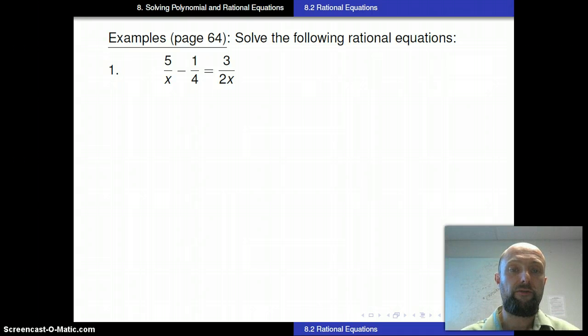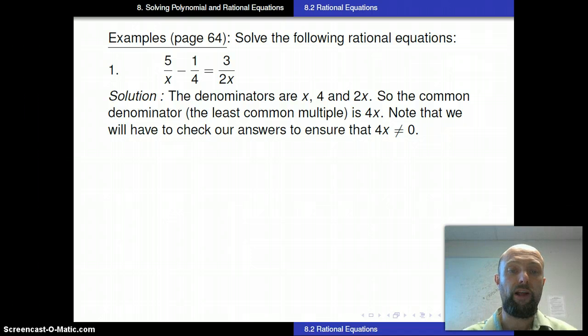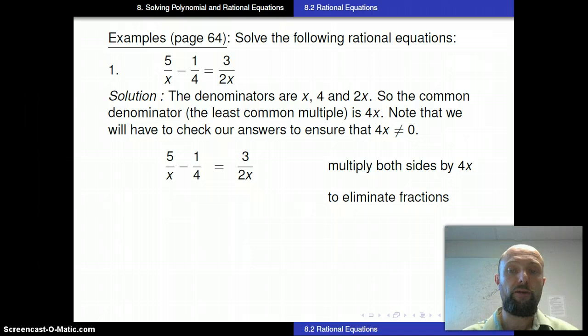Question 1. 5 over x minus 1 over 4 is 3 over 2x. The denominators are x, 4, and 2x. So the common denominator, which is the least common multiple of x, 4, and 2x, is 4x. Note that we will have to check our answers to ensure that 4x is not 0. So here's the equation, and we multiply both sides by 4x to eliminate fractions.